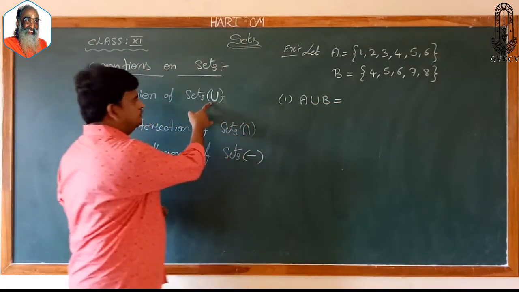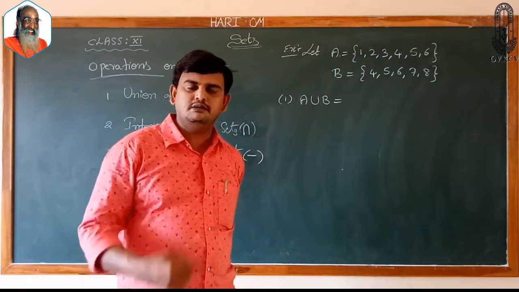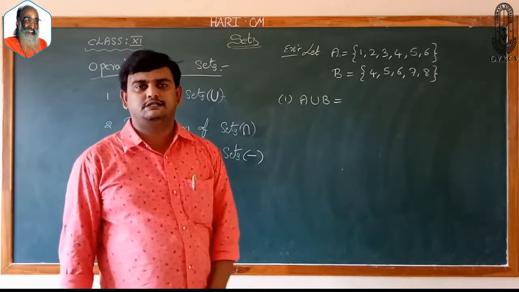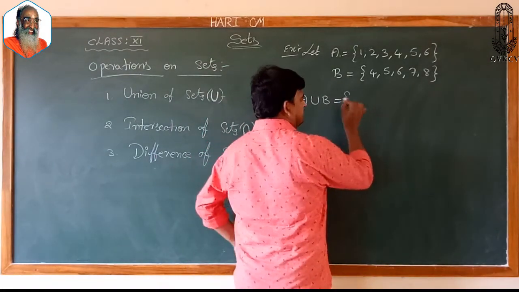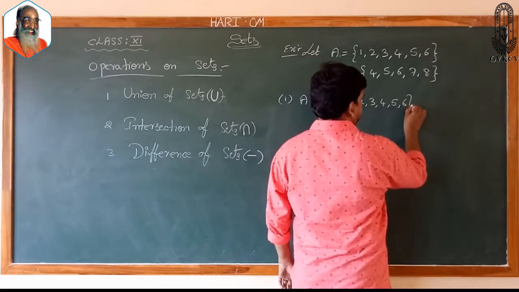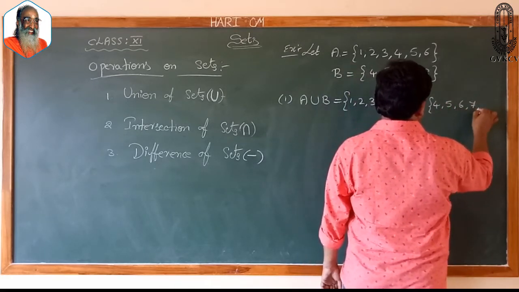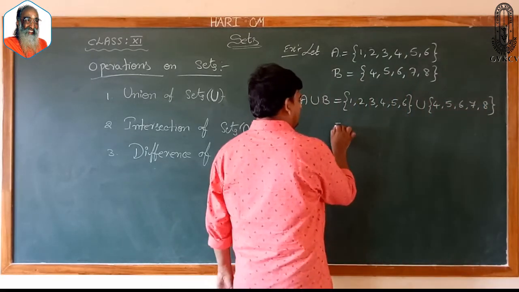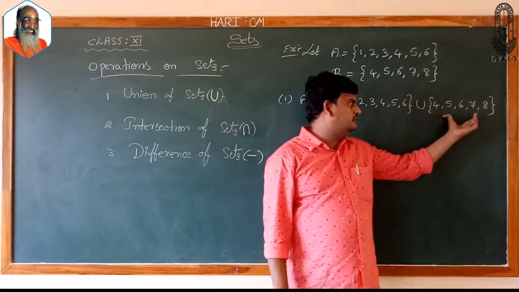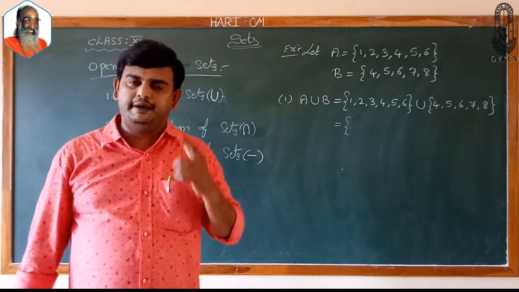As I told you, this is the symbol for union. A union B. What is the meaning of union? Collecting all the elements from both the sets. Let us see here. The first set 1, 2, 3, 4, 5, 6 union, and the second set 4, 5, 6, 7, 8. Now we need to combine. Here how many elements are there? 6. Here how many elements are there? 5. Total how many elements are there? 11. 11 we are going to combine.